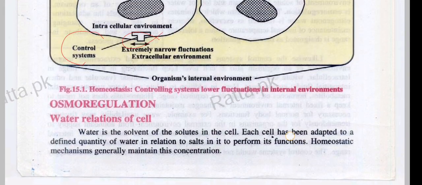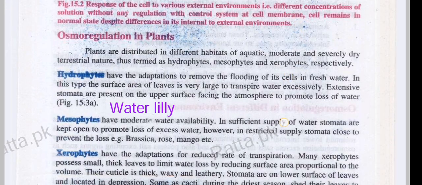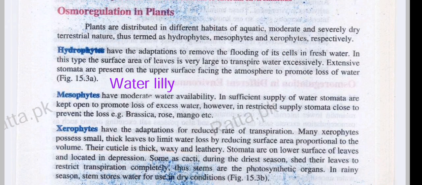Before it, we should discuss osmoregulation in plants. There are three types of plants actually: the hydrophytes, the mesophytes, and the xerophytes. The name refers to the hydrophytes being the plants which live in water, in ponds, fresh water or marine water. These plants have the problem of excess water, and nature has given them the adaptation to remove this excess water.